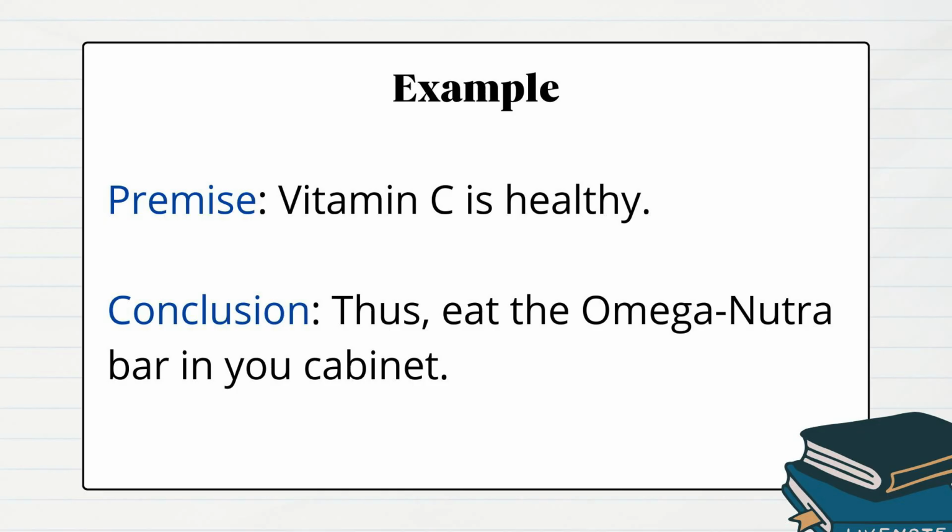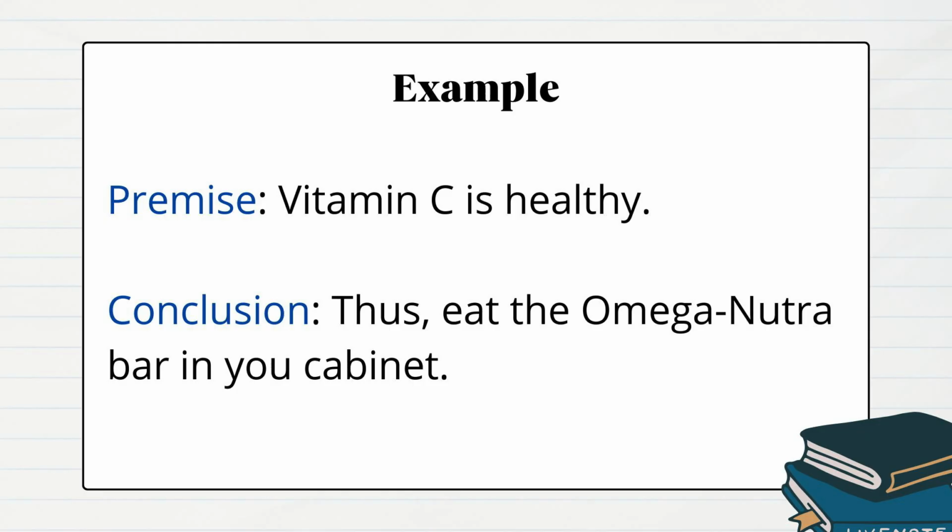So a couple assumptions. First we'll look at the sufficient assumption. Maybe you notice this, but there's a bit of a disconnect, because in the premise, we're talking about vitamin C, and in the conclusion, they never mention vitamin C. Instead, they mention Omega Nutra bar. Thus, the conclusion doesn't logically follow from the premise. We have to bridge the gap. And one easy assumption would be Omega Nutra bars have vitamin C. That's the most obvious one.